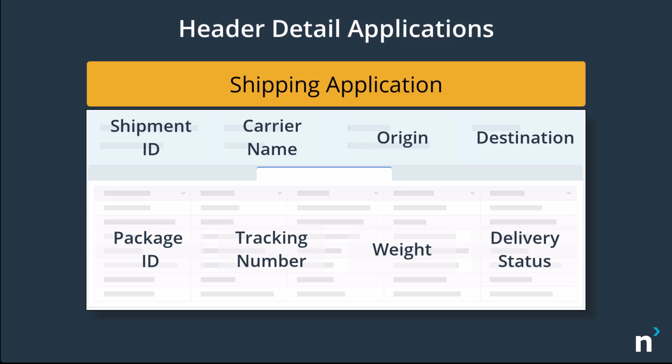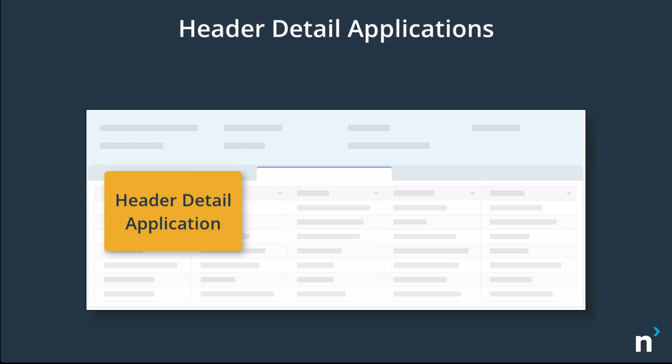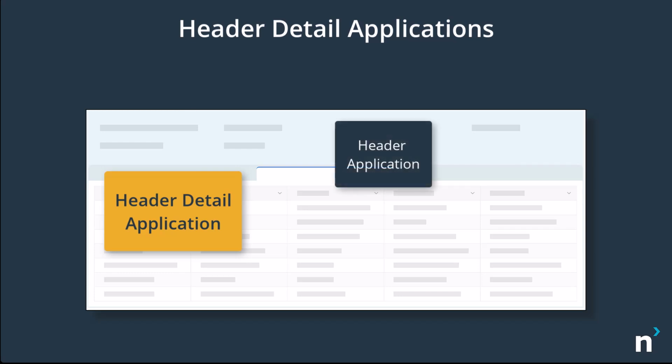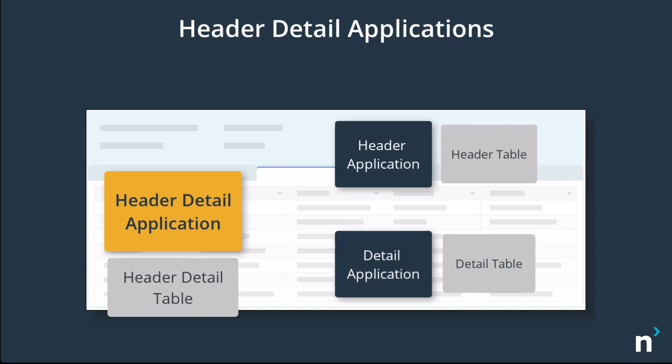to switch between records. When building a header detail application, you create at least 3 applications: the header detail application, the header application, and 1 or more detail applications. When each application is created, a database table is also created to store the records entered into the application.